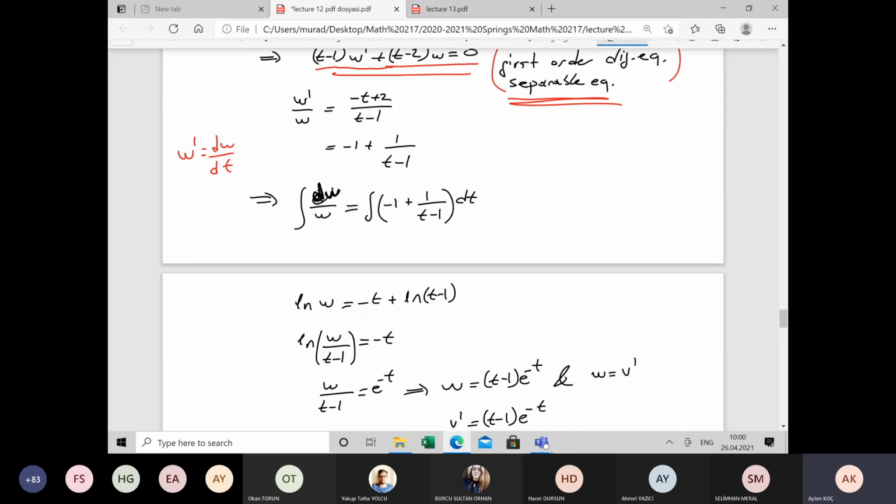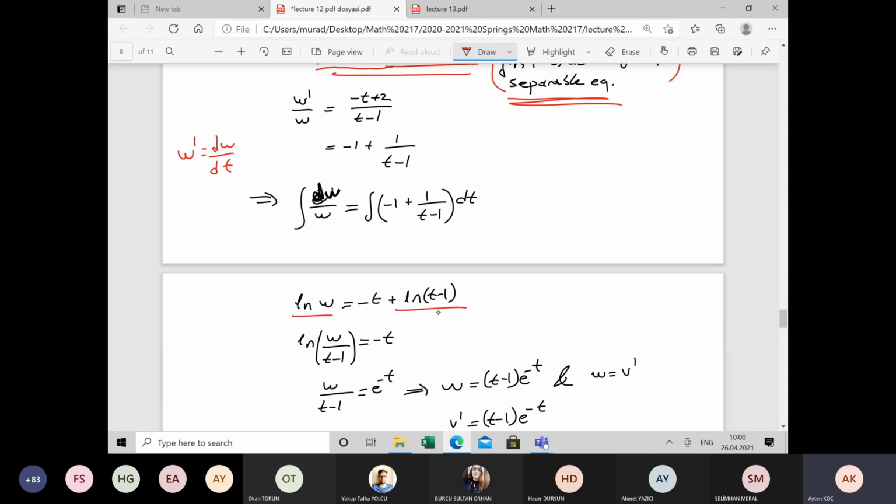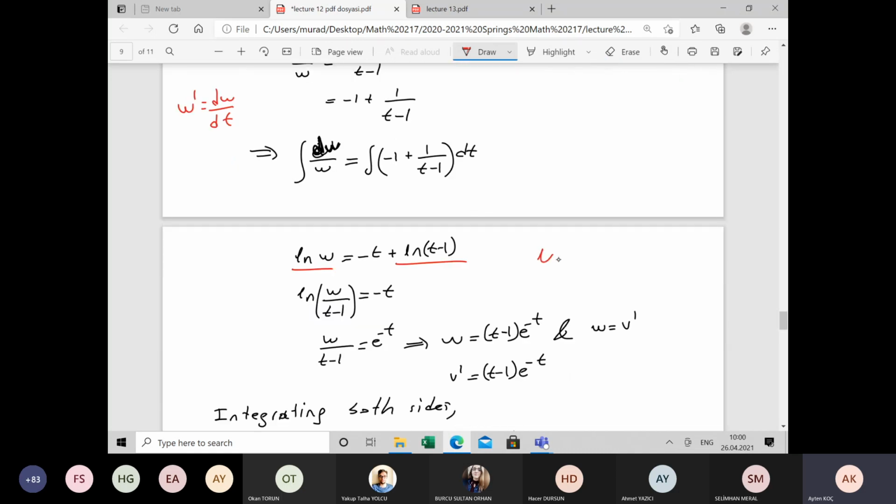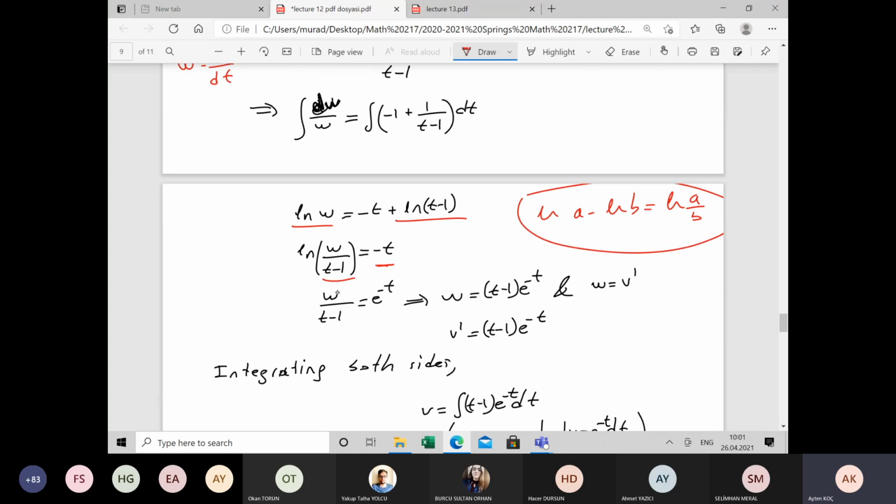Then we rewrite: ln w minus ln of t minus 1, and ln a minus ln b is ln a over b. Using this, we obtain minus t. So ln of this one is minus t, which means this one is e to the minus t. Ln a is b, and so a is e to the b. That's okay.